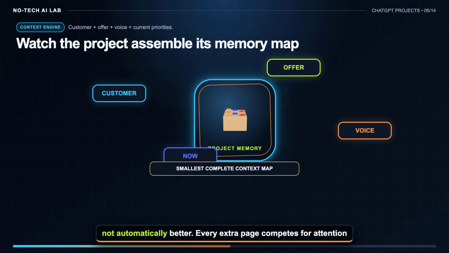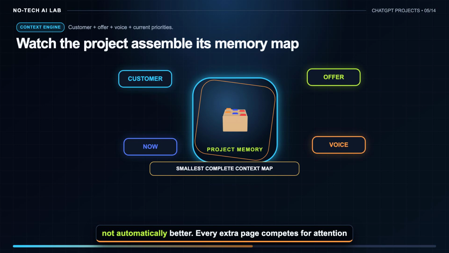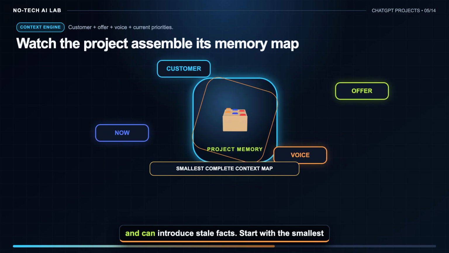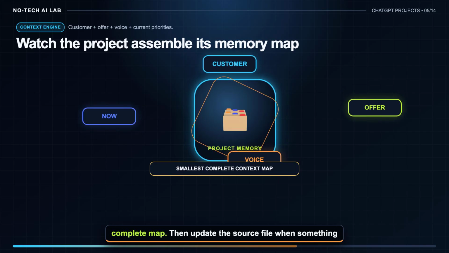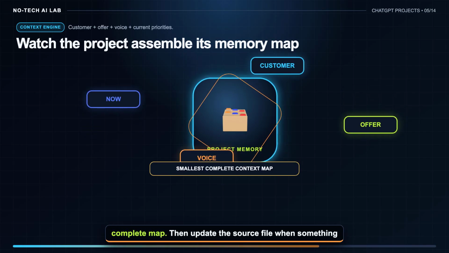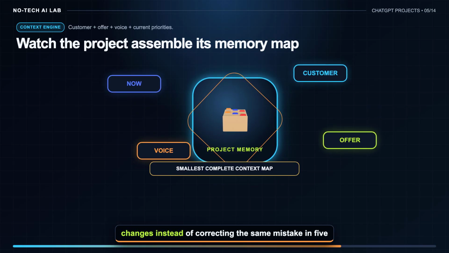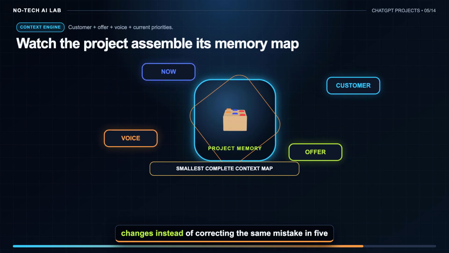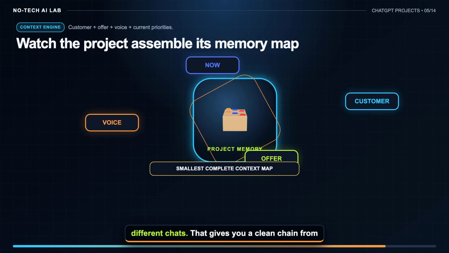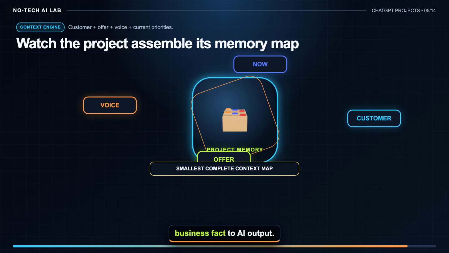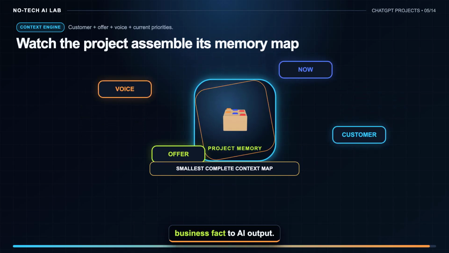More files are not automatically better. Every extra page competes for attention and can introduce stale facts. Start with the smallest complete map. Then update the source file when something changes instead of correcting the same mistake in 5 different chats. That gives you a clean chain from business fact to AI output.